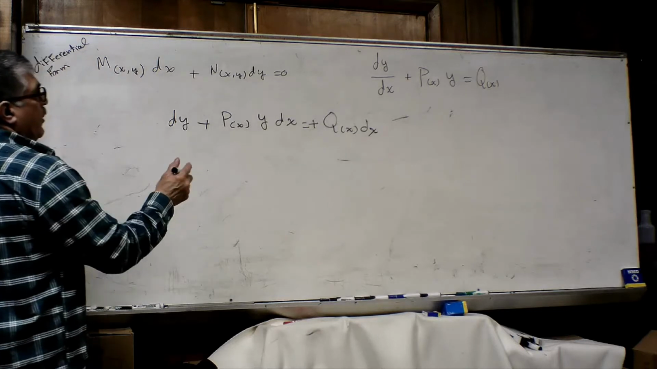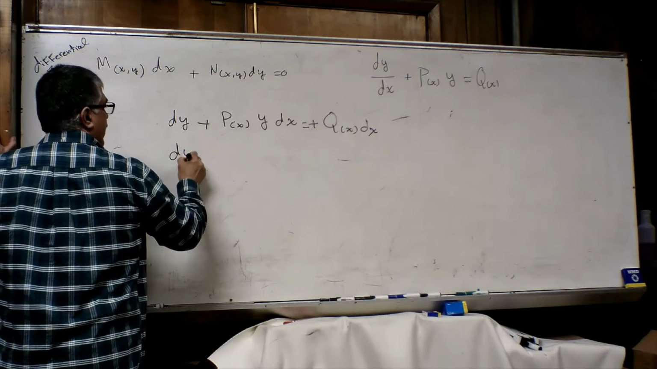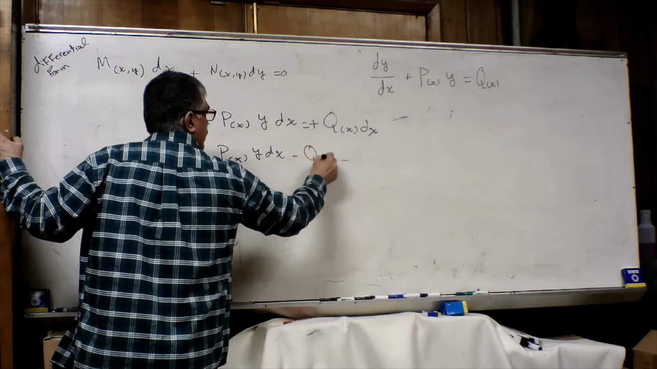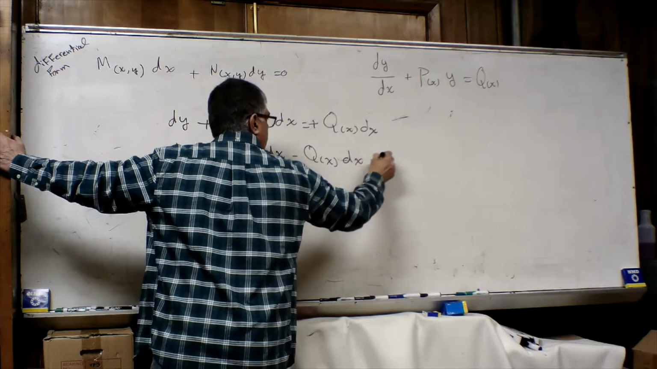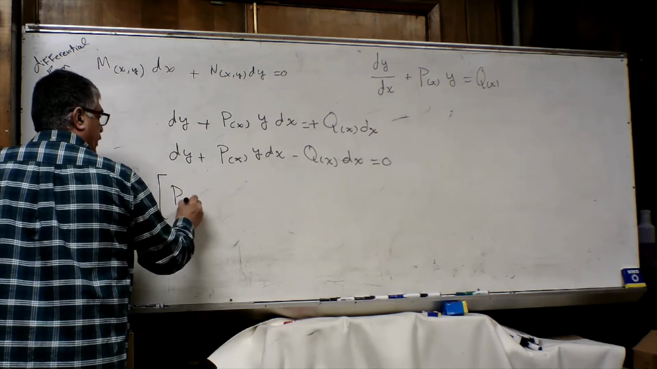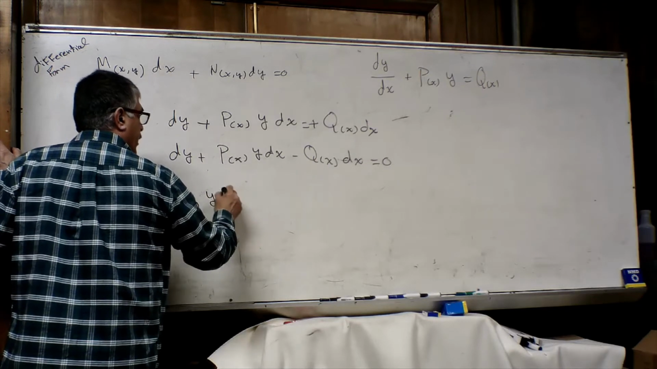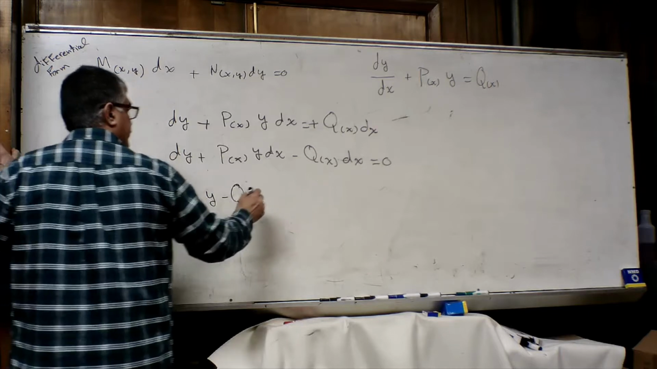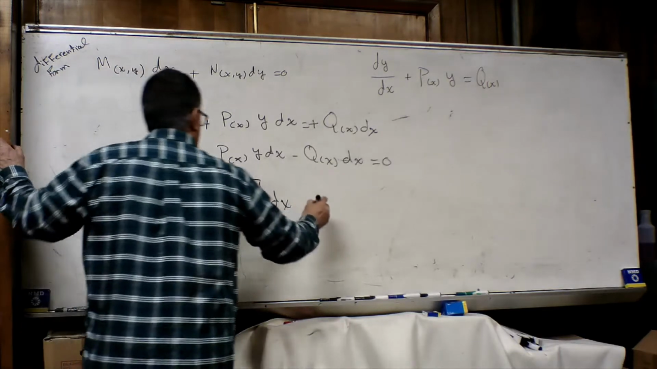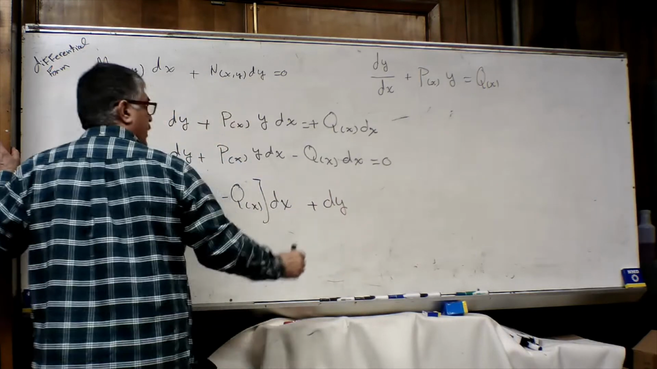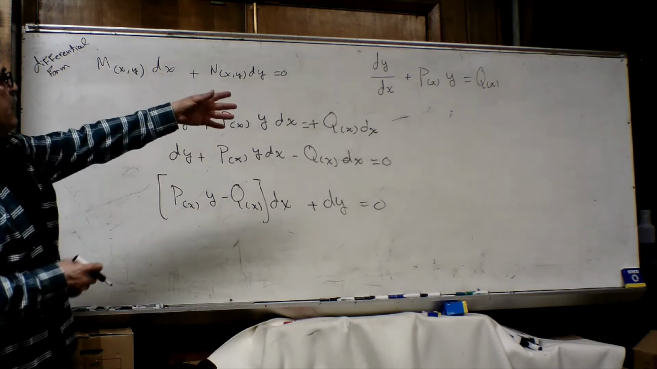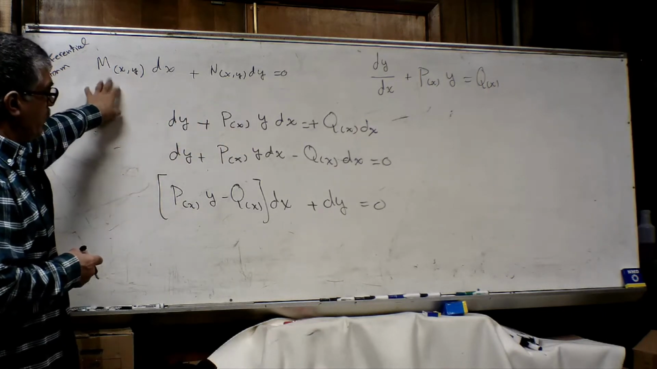Okay. Now let's write this equation as dy plus p(x) y dx minus q(x) dx equal to 0. So we can write this as [p(x) y minus q(x)] dx plus dy is equal to 0. Now we have written that linear differential equation into a differential form like this.